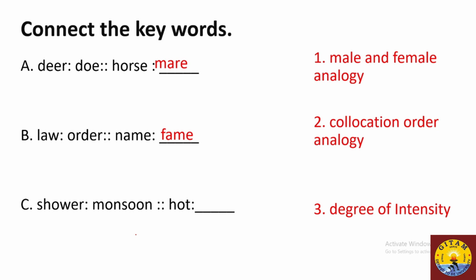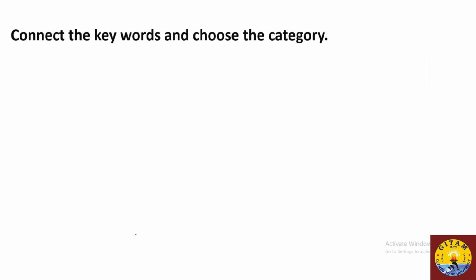Right? Now look at the intensity. Warm. When I increase the intensity, it becomes hot. When I increase the intensity, it becomes scorching. Right? So that's my answer. Now I request you all to pause the video and take a note of these categories of analogies because this is going to help you a lot in your real INSAT exam.